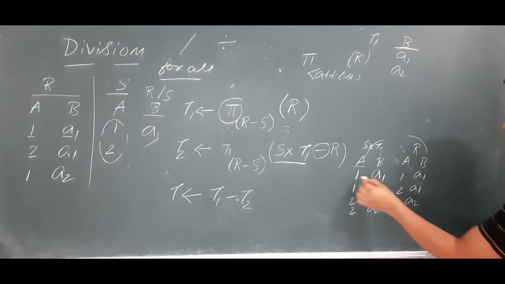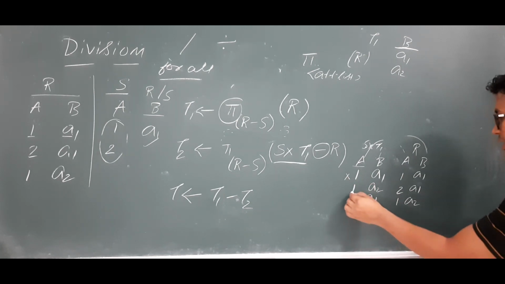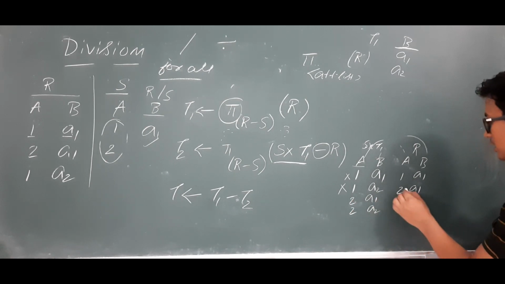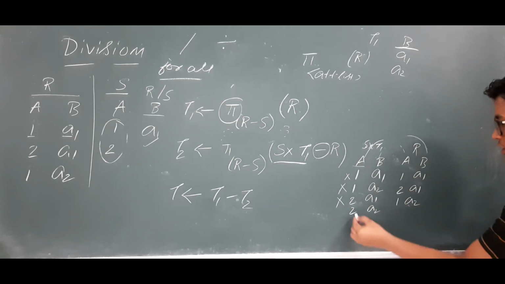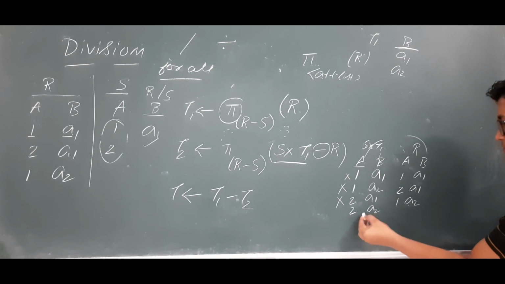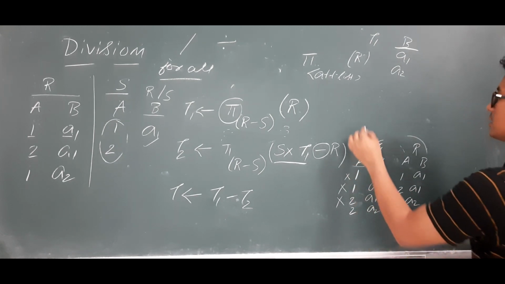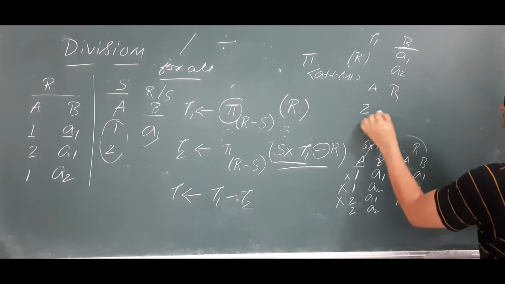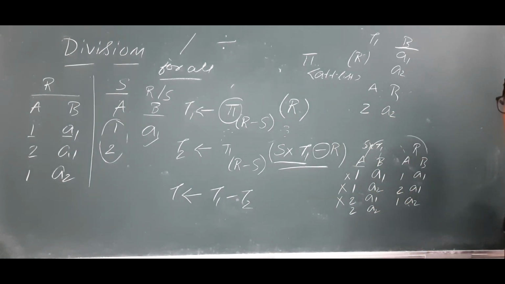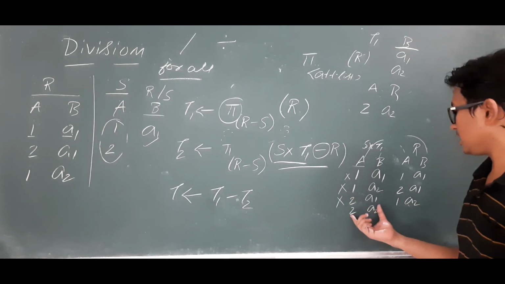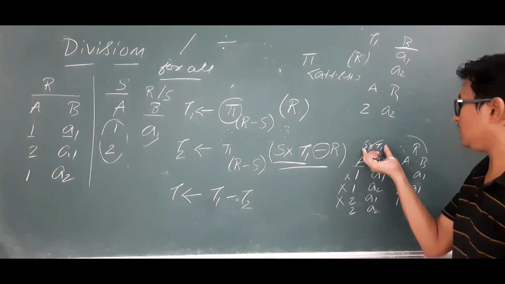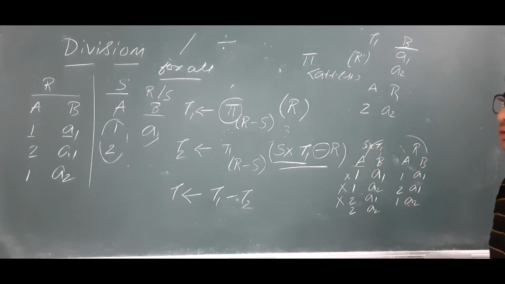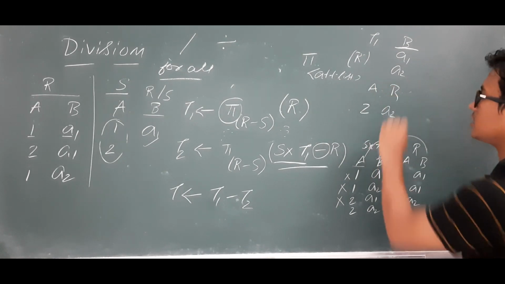1A1 is there here also, so it will not come in the result. 1A2 is present here, so it will also not come in the result. 2A1 is present, so it will not come in the result. Now 2A2 is present here but not here, so the output of this entire one will be 2A2. Okay, is it clear? Because this is the tuple which is present in relation 1 but not in relation 2, you will get 2A2 as the output with attributes A and B.